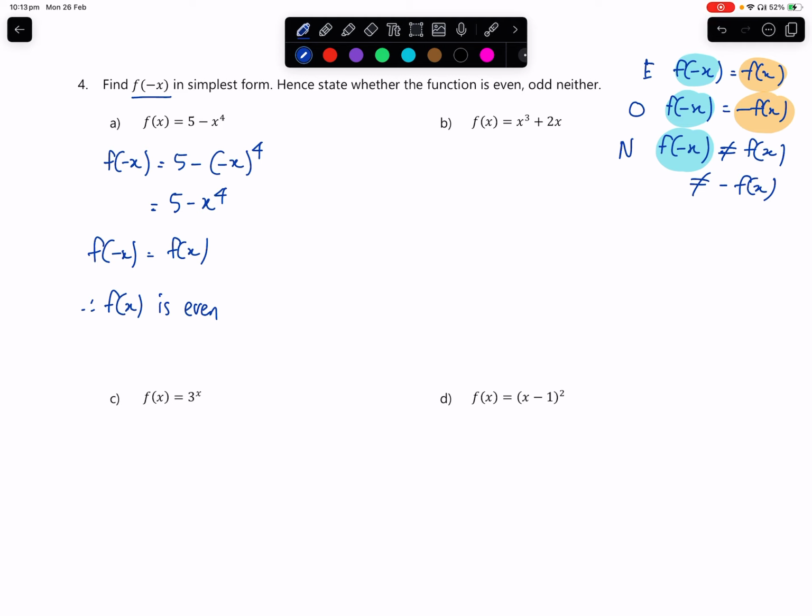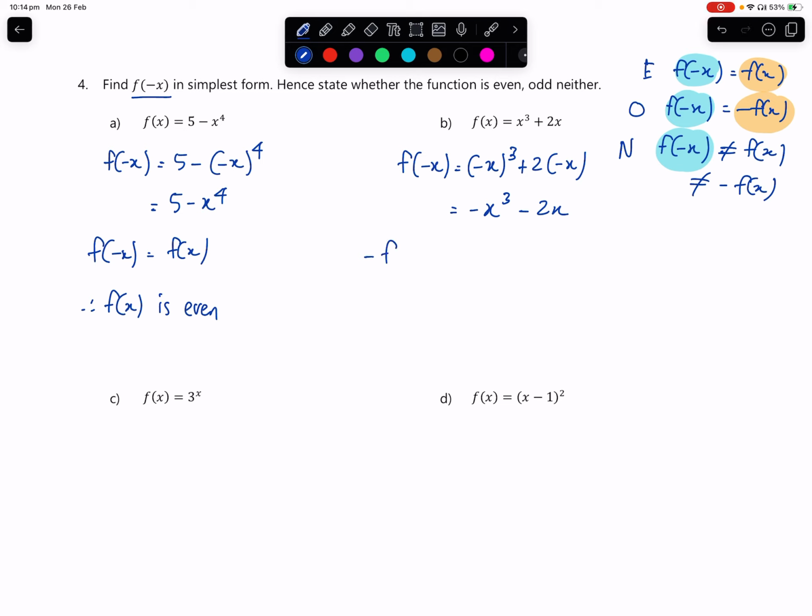Next one. If I find out f of -x, that equals (-x) cubed plus 2 times (-x). If you raise -x to the power 3, it'll be -x cubed. If you times 2 with -x, you get -2x. Then you compare what this is with what this is, and it's not the same. So we can't say it's even. So then we go into finding out what -f of x is and seeing whether that's true or not. Okay, so let's do that.